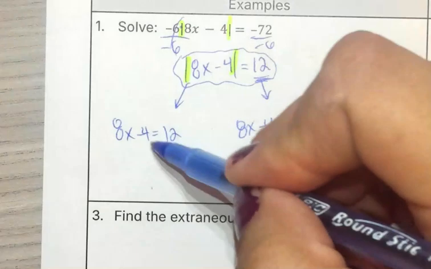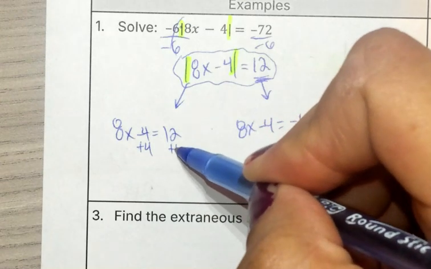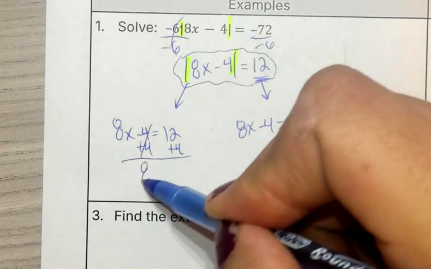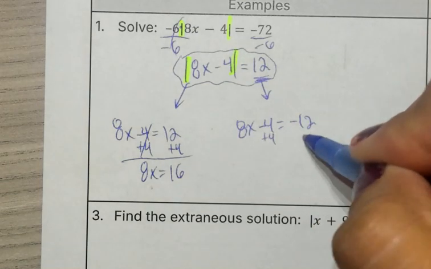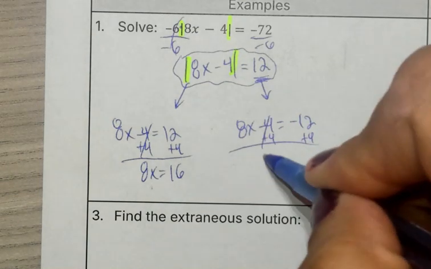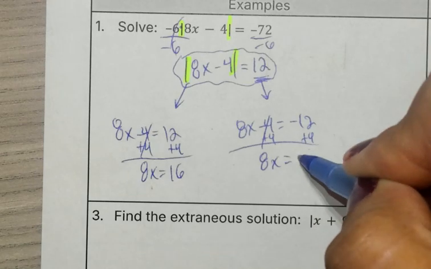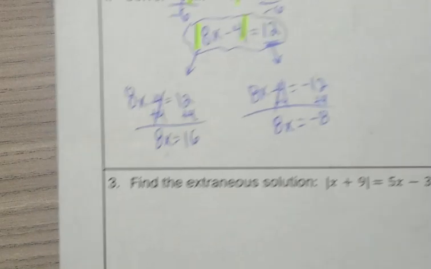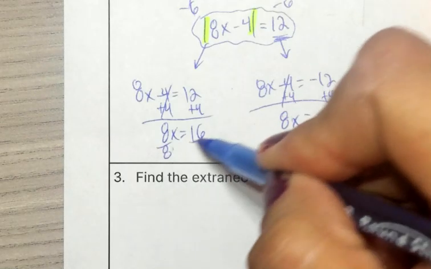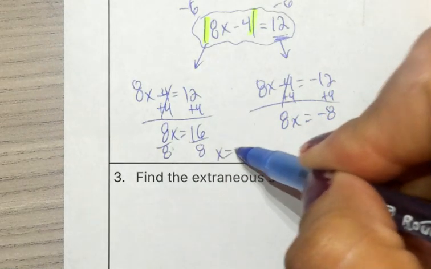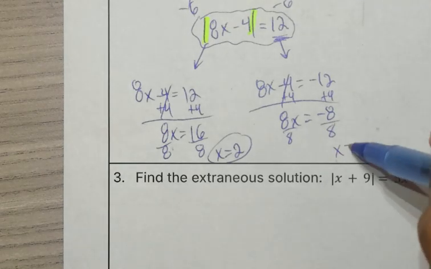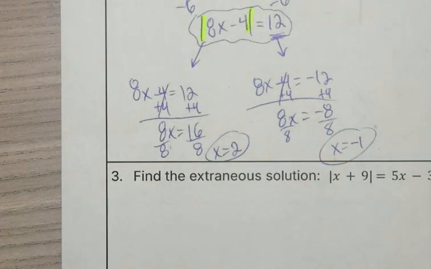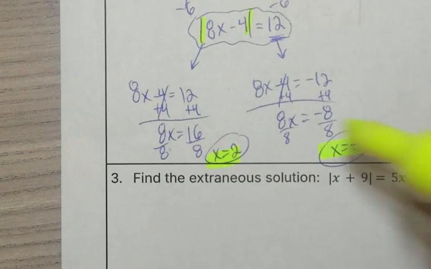Then you're going to solve for x, so we're going to add 4 on both sides. 8x equals 16. Let's add 4 over here as well. 8x equals negative 8. Then we're going to divide by 8, so x equals 2. And then divide by 8, x equals negative 1. So those two are the solutions for this equation.